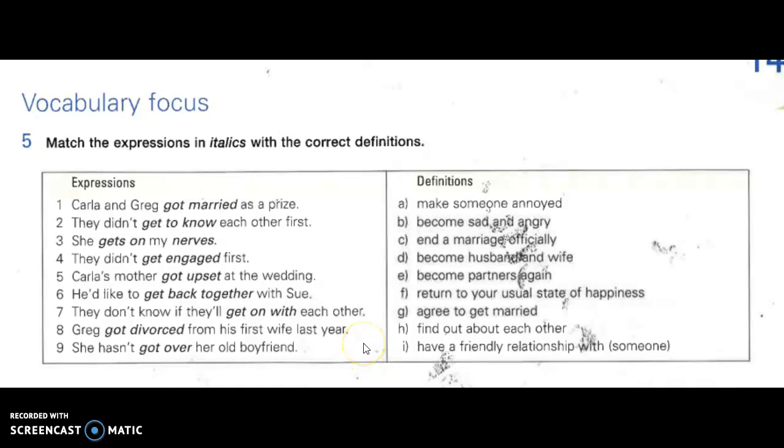During feedback to this task, you'll need to probably concept check a few of the expressions that the students have struggled with or are not 100% clear on.